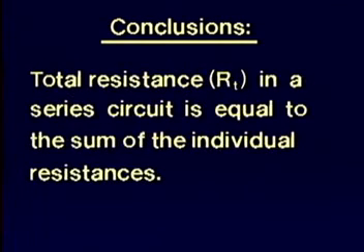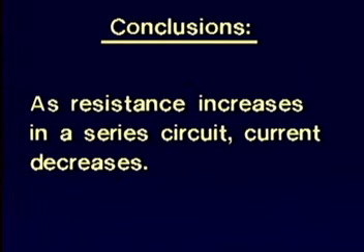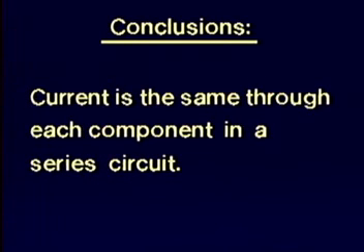Total resistance, RT, in a series circuit is equal to the sum of the individual resistances. 2. As resistance increases in a series circuit, current decreases. And 3. Current is the same through each component in a series circuit. Now let's check the voltage in this series circuit.